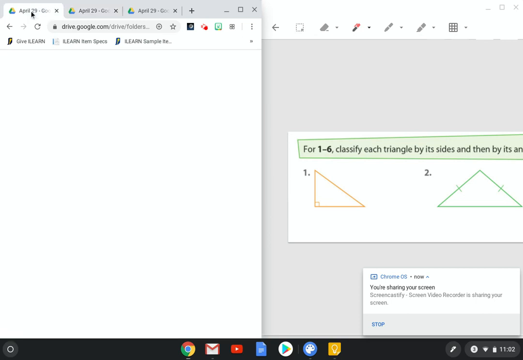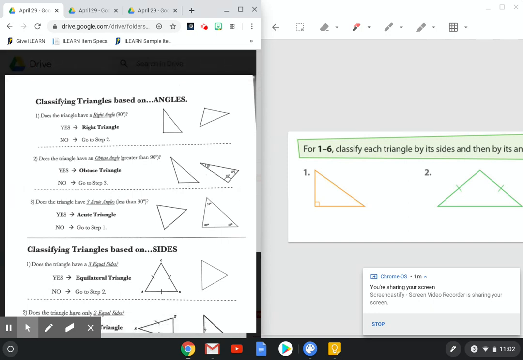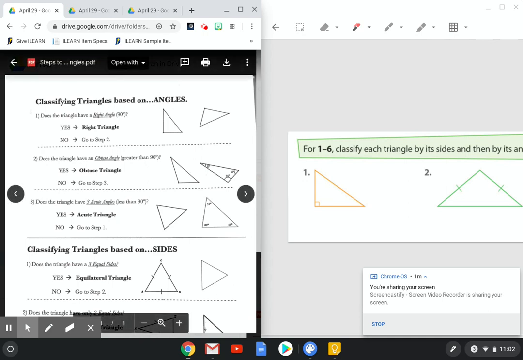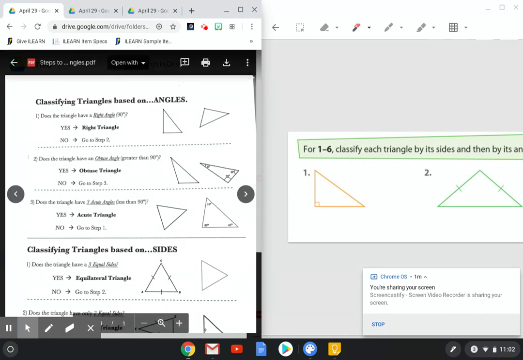And then the last one that you have linked is this one. What this does is it walks you through steps to take to determine what type of triangle it is. You'll see you start at number 1, it asks you a question. Whether you answer yes or no, it tells you what to do. If you answer yes, then you've decided that it is a right triangle. If you answered no, then you go to step 2. So then you come down here to step 2, ask yourself that question, answer it, and based on your answer, you follow the directions given.